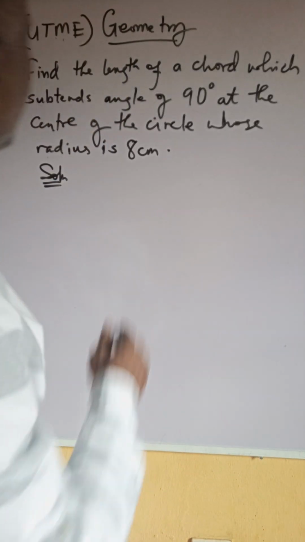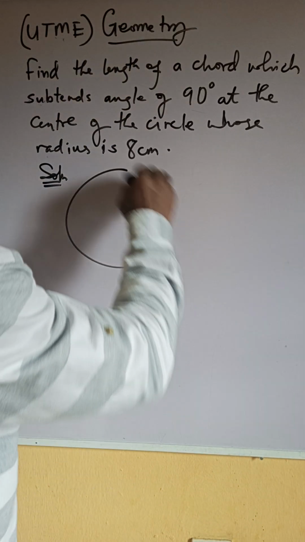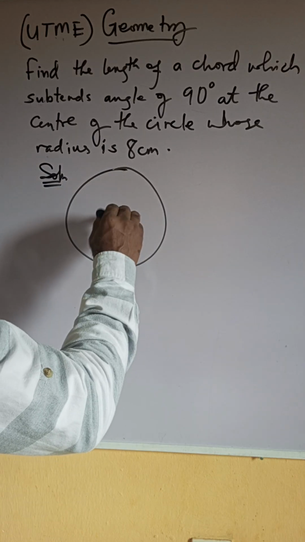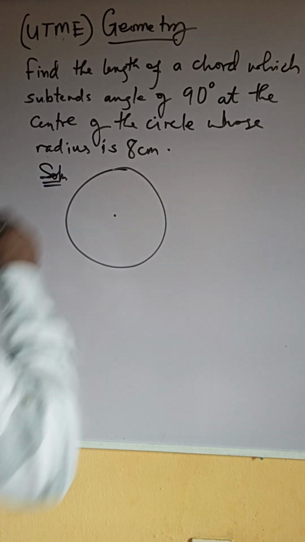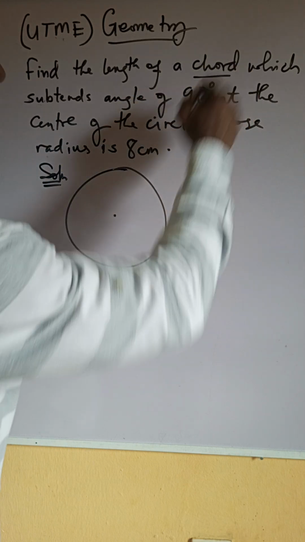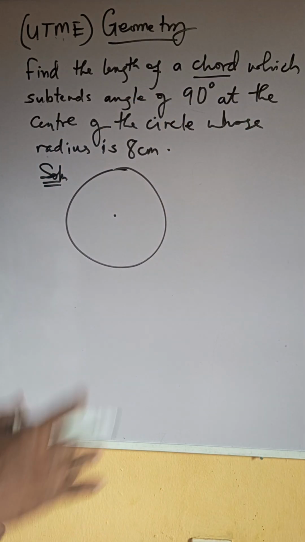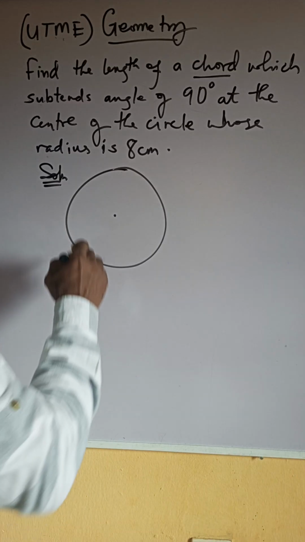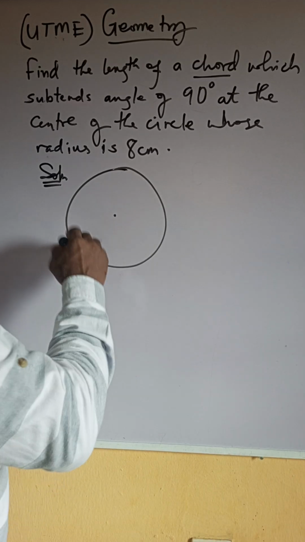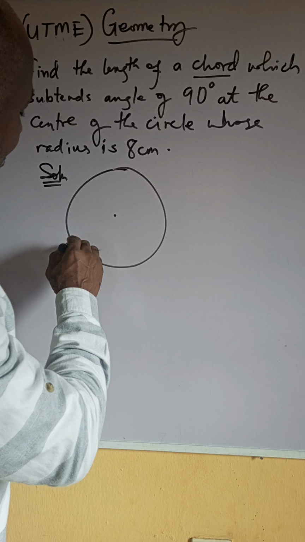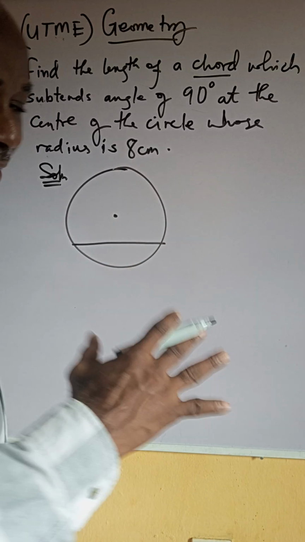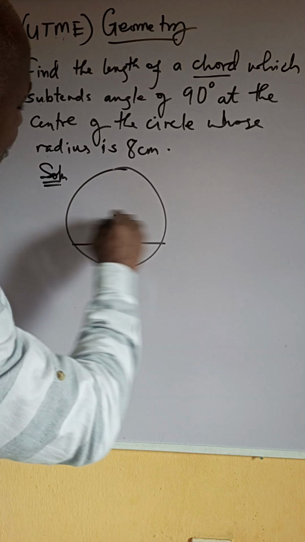So let's do a sketch. This is a circle, all right? Now, this is our center. This is the center of the circle. And we are talking about the chord. Remember, a chord is a line that passes from one point on the circumference to another without passing through the center. It is only a diameter that passes through the center, all right?